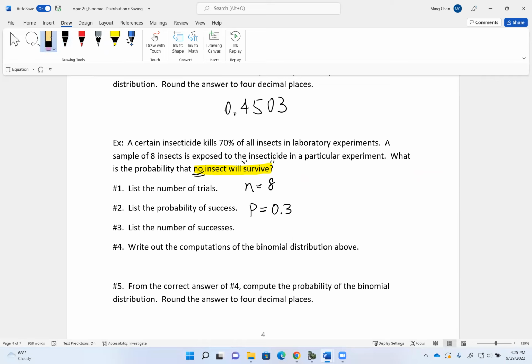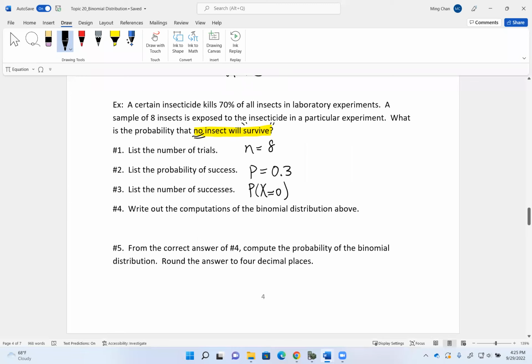Let me write it this way. The probability that I'm looking for, random variable X, is equal to 0. When you enter an answer like this in the graphical equation, you will have to use a subscript and put it equal to 0. All right, write out the computation of the binomial distribution above. This is actually no insect will survive, so that means exactly 0 will survive. So that's binomial PDF. Number of trials 8, probability of survive is 0.3, and the number of survivors I'm looking for is 0.